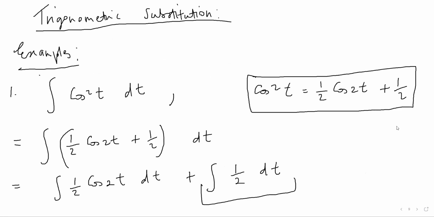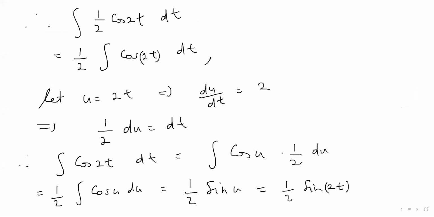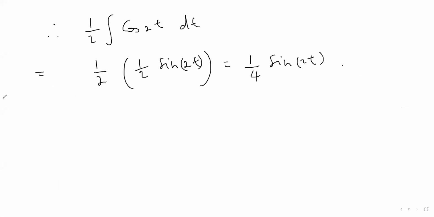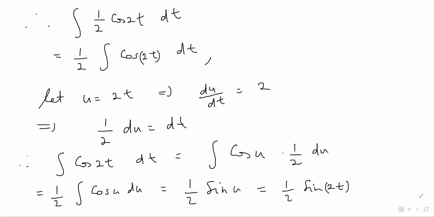Well, let's work it out and see. We've got the integral of half cos 2t now, but now we want to know what is the integral of half dt. The integral of half dt is simply half t, because half is a constant. Again, from the integration rules. So therefore, we have the following.